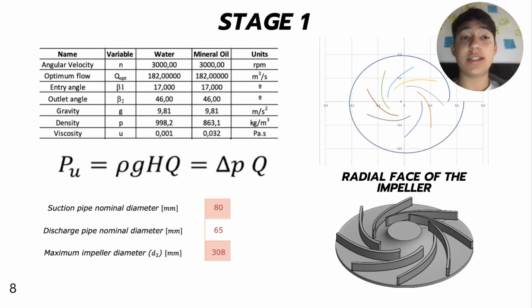Now, in stage 1, we designed the pump on Excel by plotting points of flow and total head and finding the best efficiency point and optimum variables. The initial conditions can be shown in the chart below, where you can see angular velocity, optimum flow, entry angle, outlet angle, gravity, density, and viscosity, for both water and mineral oil. We can also find the equations for the hydraulic power, the plot of the volute we designed with 8 plates on Excel, and some initial conditions for the suction pipe and discharge pipe.